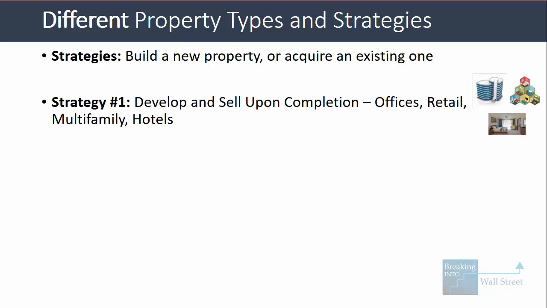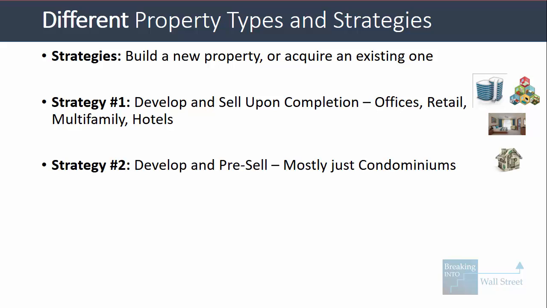First, you can develop a property and sell it upon completion. So you could go in with a developer and build a new office or a new shopping center or a new apartment complex or a new hotel. You get some equity and then you borrow from lenders to get the funds required to do this. And then as you complete it, you start attracting tenants or you start operating it if it's a hotel, and then you eventually sell it to another party.